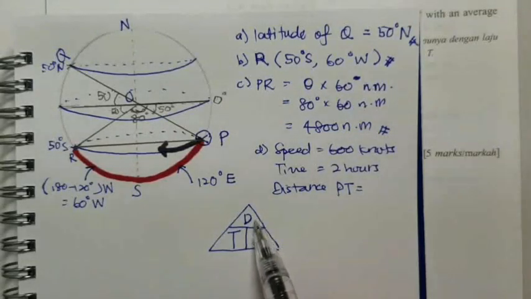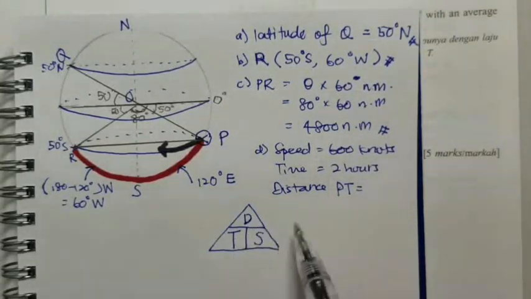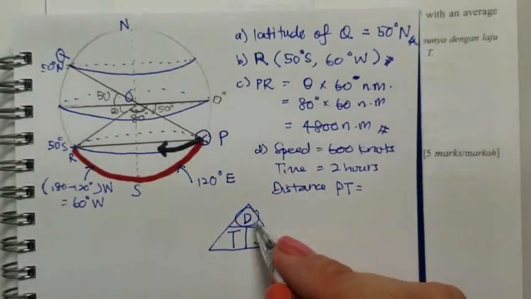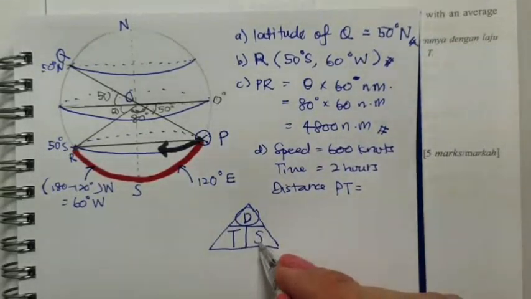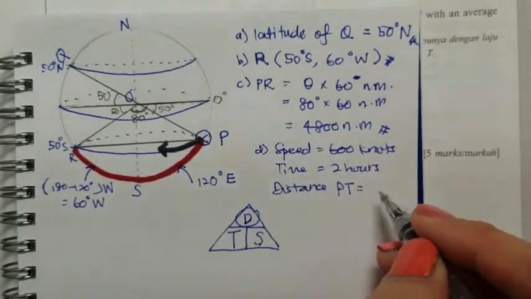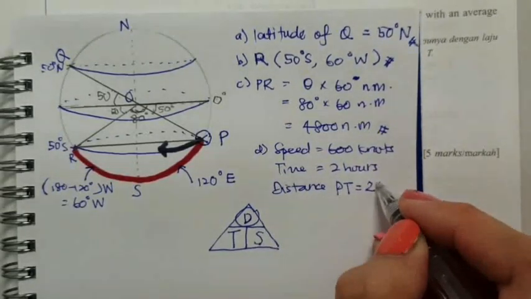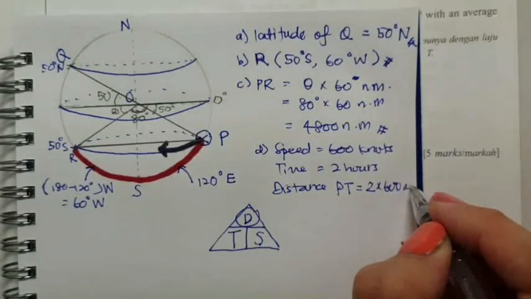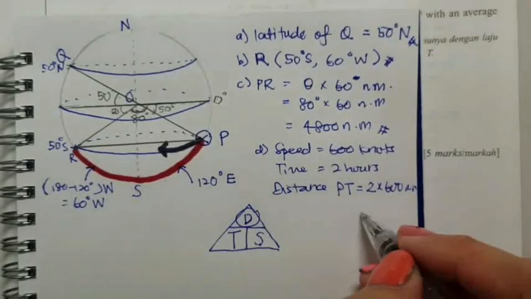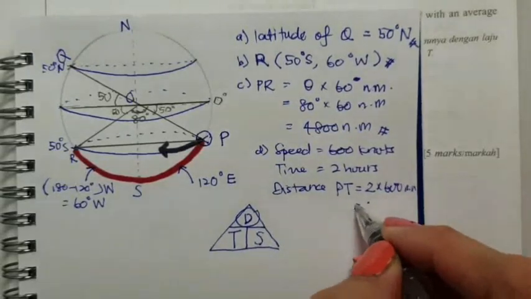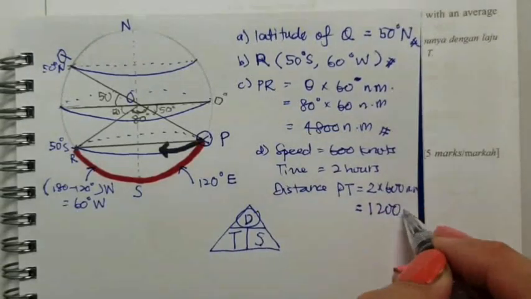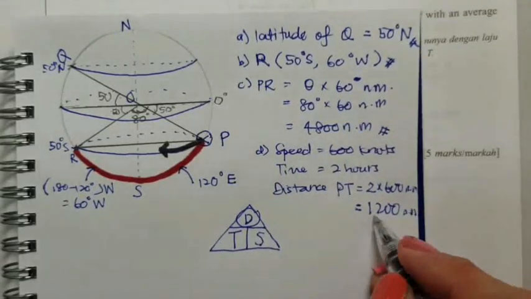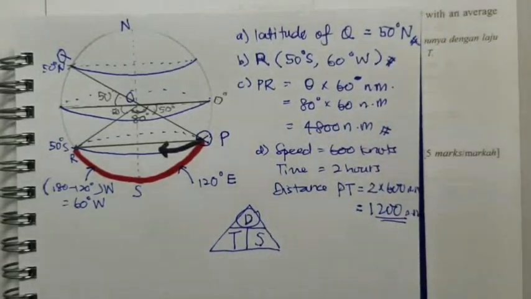So this D, what is D was T was S. You want to find D. D stands for distance. Therefore, to find the distance, we just take time the speed. So in this case, the time is 2 hours and the speed is 600. And distance will be automatically in the unit of nautical miles. Okay, so we will have the distance between the P and T is 1,200 nautical miles. Okay, so we have done the part D.